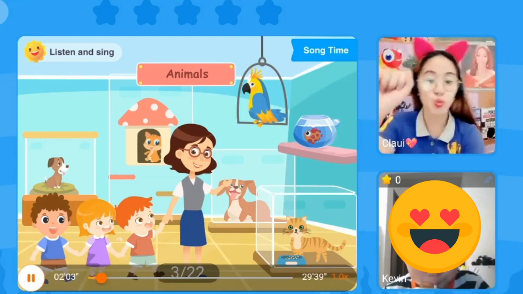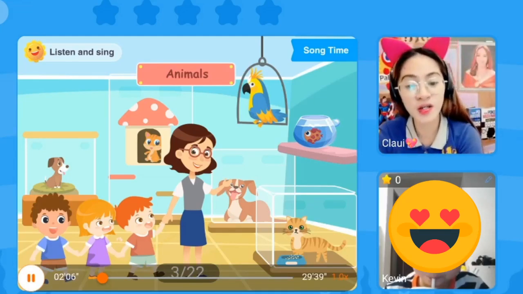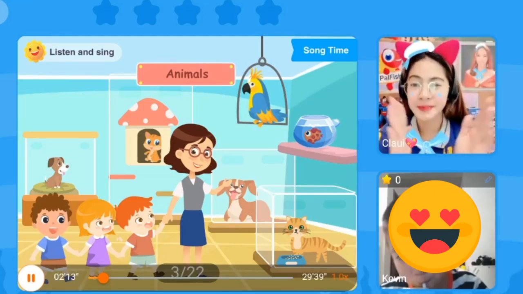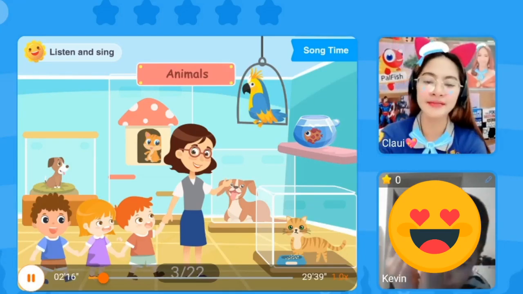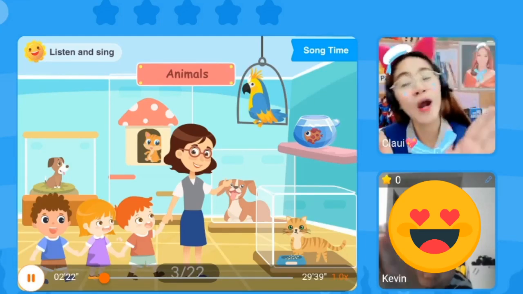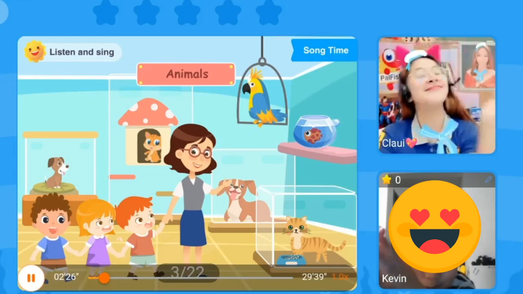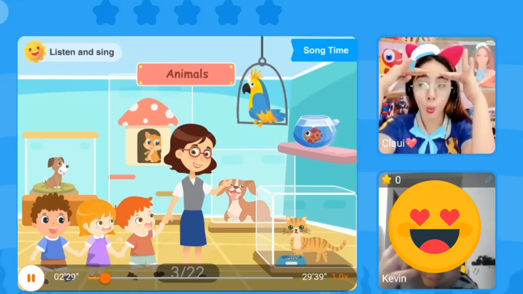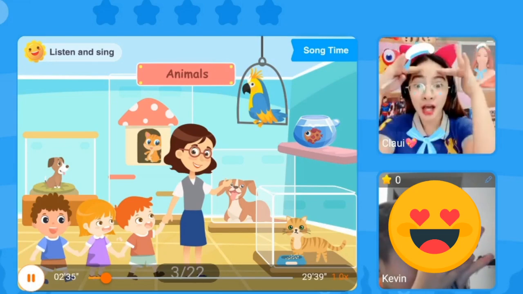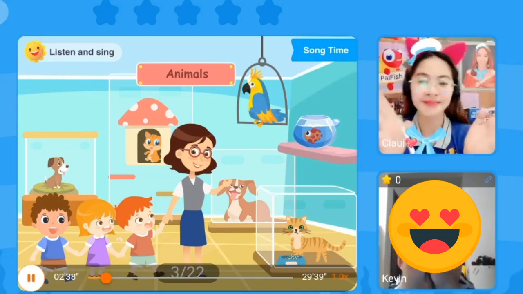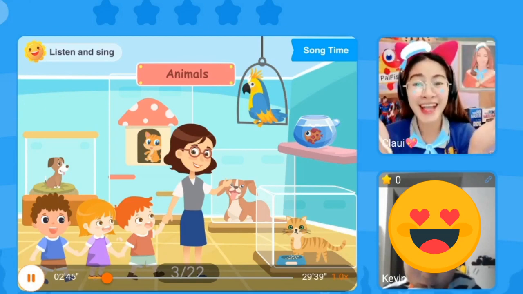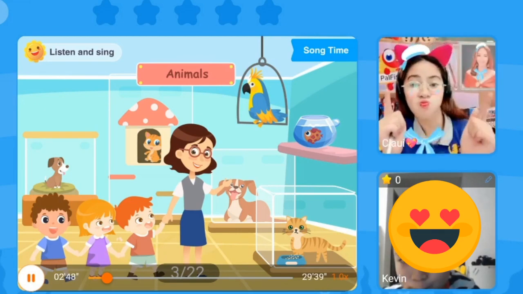Animals. Let's go to the pet store. Okay. Let's have fun. Let's go walking. Please don't run. What do you see? I see a bird. Look! What do you see? I see a fish. Look! What do you see? I see a cat. Look! Bird, fish, cat. Let's go see the pets.